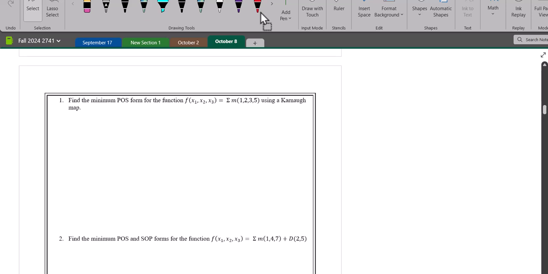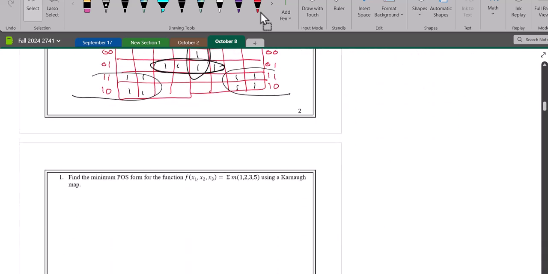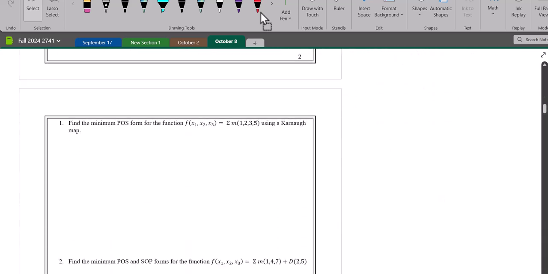Okay, so now we need to find the minimum product of sums for the function that has min terms 1, 2, 3, 5 using a Karnaugh map. So product of sums. Everything we've done so far has been sum of products. Have y'all done Karnaugh maps with products of sums yet?